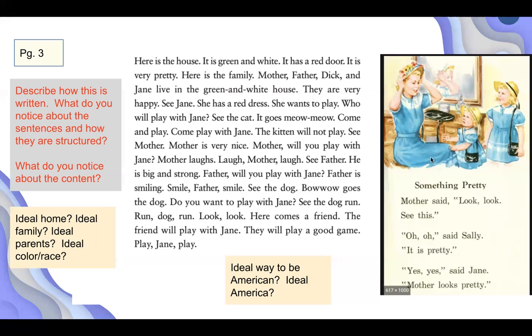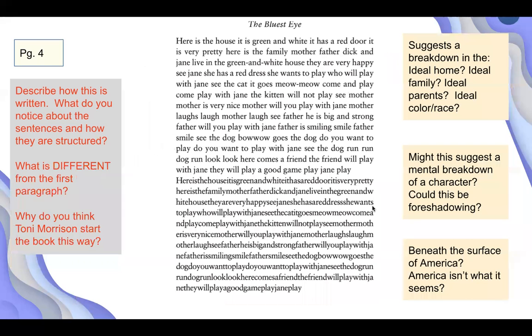mind, because on the next page of this novel, it's the same excerpt, except it's different. In the top part, you're going to notice it's the same thing, same words, right? Here's the house, except there's no punctuation. And remember, punctuation lets us breathe, lets us pause. So that's one of the differences, right? Why would she do this?